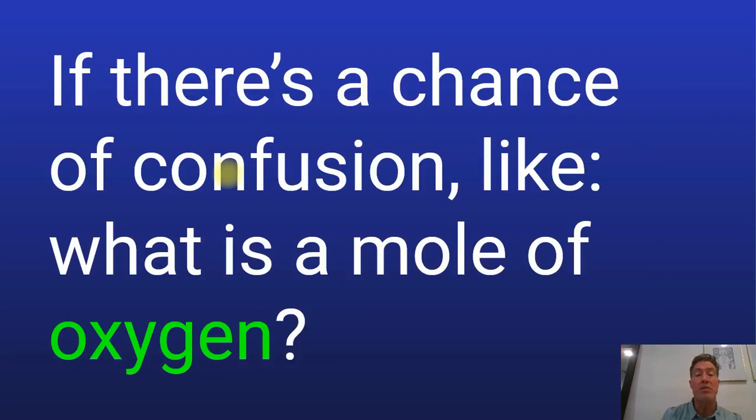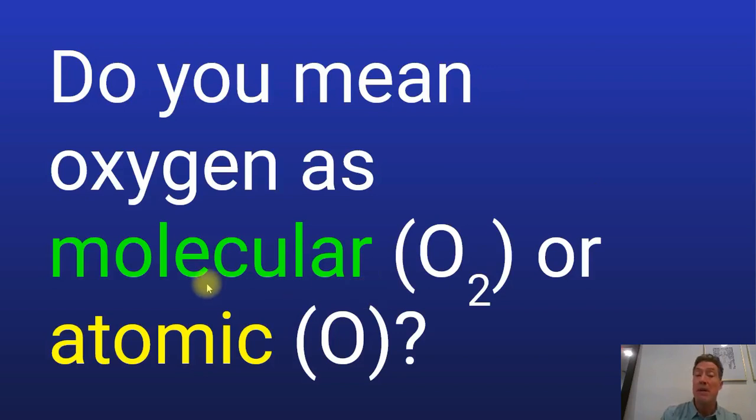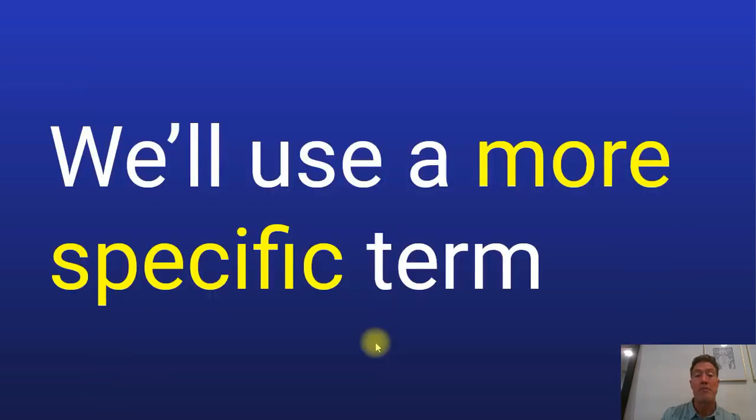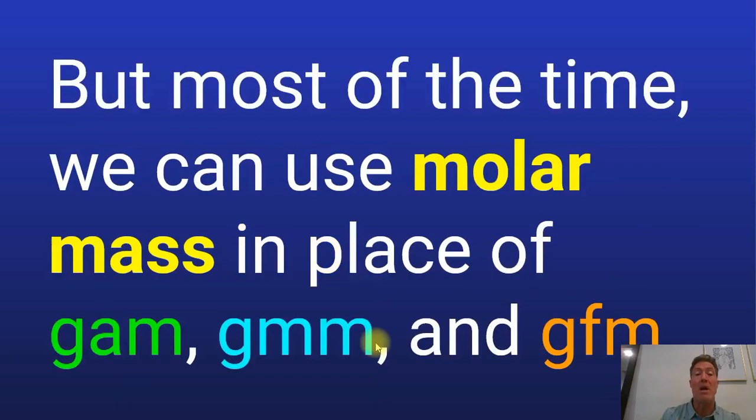Now, if there's a chance of confusion, for example, someone says, hey, what's a mole of oxygen? How much is a mole of oxygen, right? That could mean oxygen as a diatomic molecule, O2, or it could just mean a single atom of oxygen. And so in that case, we would say, hey, do you mean gram molecular oxygen or gram atomic oxygen? And so they would have to tell us that. Or it could even mean ozone, because that comes as a triatomic molecule. So if we need one, we'll use a more specific term, but otherwise we'll use molar mass in place of the mass of an atom, or the mass of a molecule, or the molar mass of a formula unit.